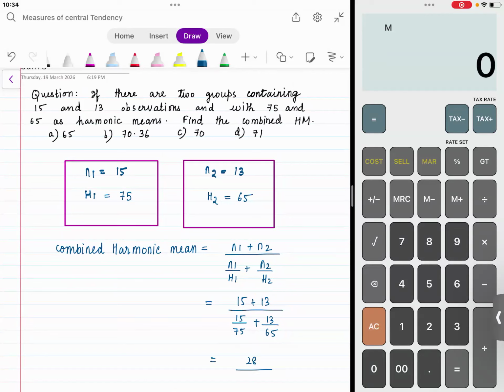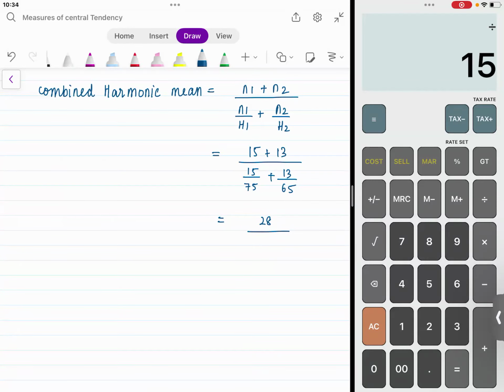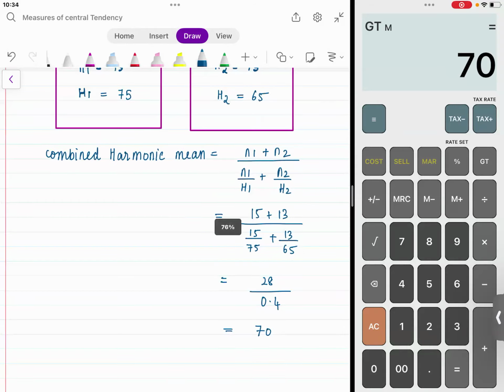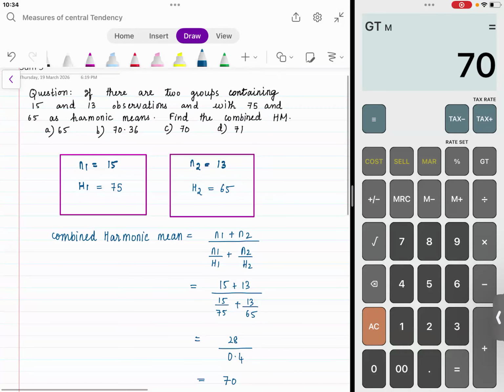Again, the denominator's value, let's store it in the memory. AC0, MRC0. Okay, so the denominator has the value 15 by 75. Let me store it in memory plus. 13 by 65 is the next value. Let us store that also in memory and let's recall the memory. We're getting 0.4. So now what is 28 divided by 0.4? It is 70. So what is the combined harmonic mean? It is 70. Which option? Option C.